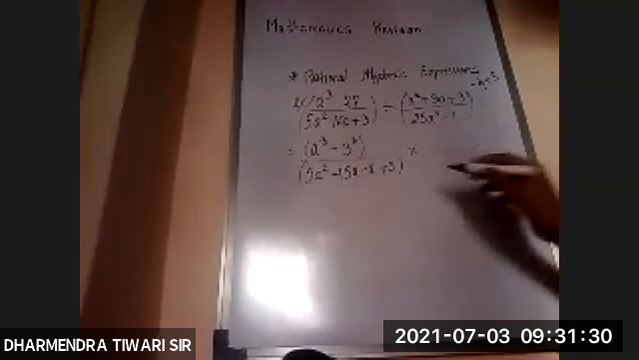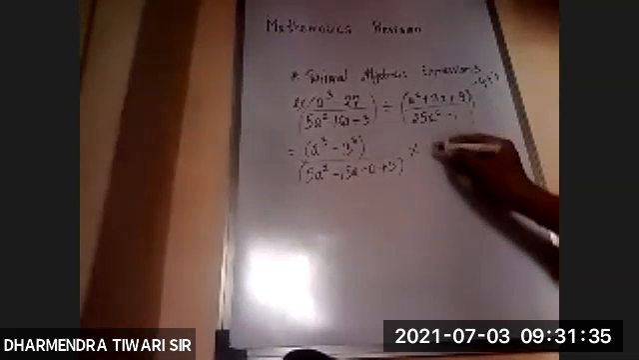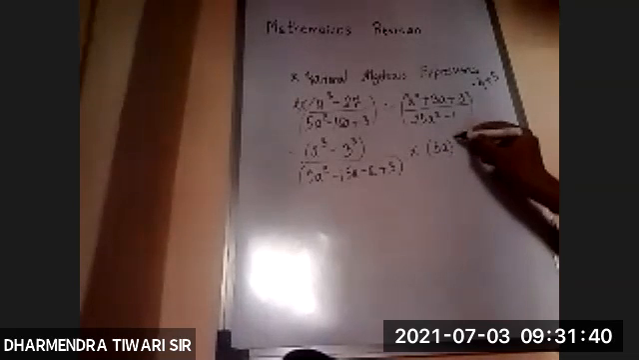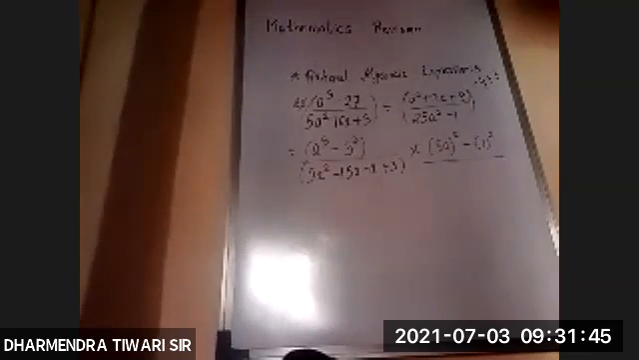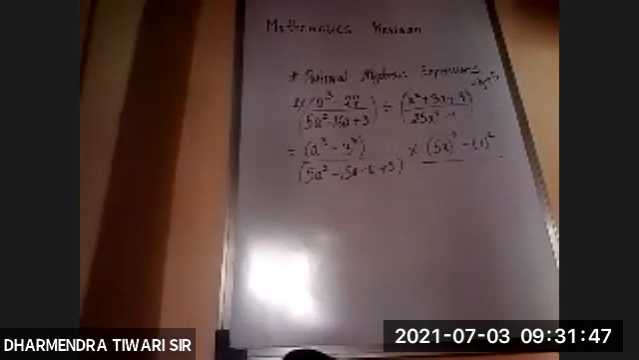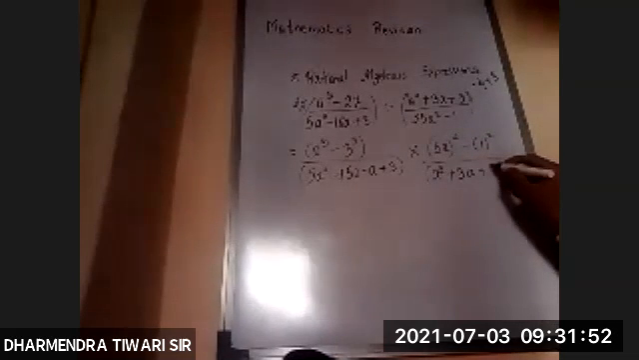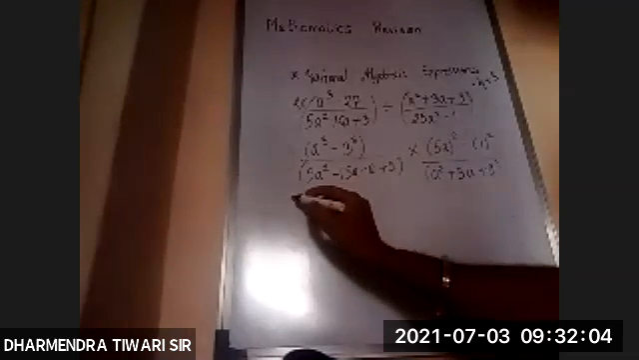I'm writing multiplication instead of division, so our terms will get reversed. So we are having 25a square, which we can write as 5a the whole square minus 1 square, all divided by a square plus 3a plus 9. Can we have some factor for this? No. Keep it as it is. We can't have any factors. I've asked you to factorize only if it is possible. If not possible, keep it as it is. Can't force it. If we force it, we get an incorrect answer.